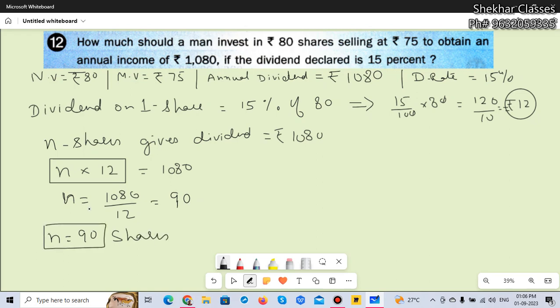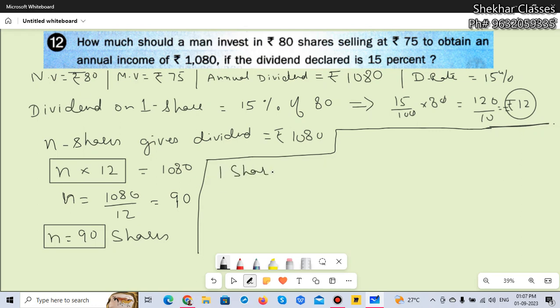So this is not the answer yet. Why? Because we have to find the total investment. We do not know how many shares he has bought, but he has got 90 shares now. So we have to find out the amount that he has spent in buying. So one share has cost him how much? One share has a market value of 75 rupees, at a lower, discounted price.